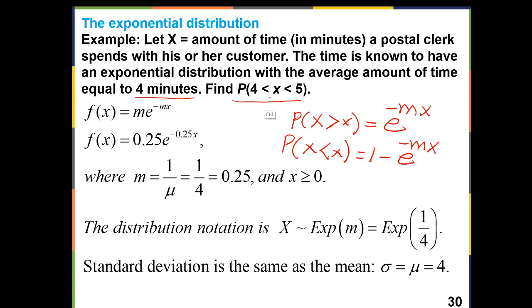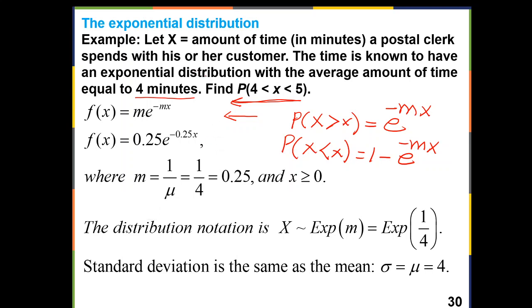Now, here, what we have to do is find the probability that x is to the left of 5, and find the probability that x is to the left of 4, and subtract them, right? So that's the way we are supposed to do this.